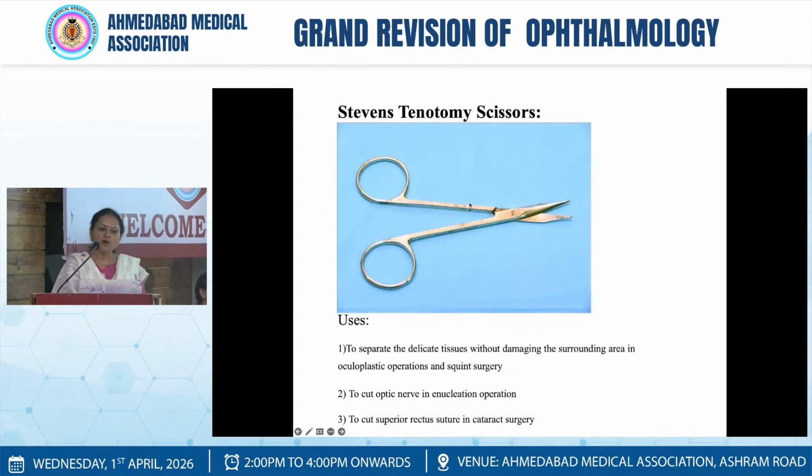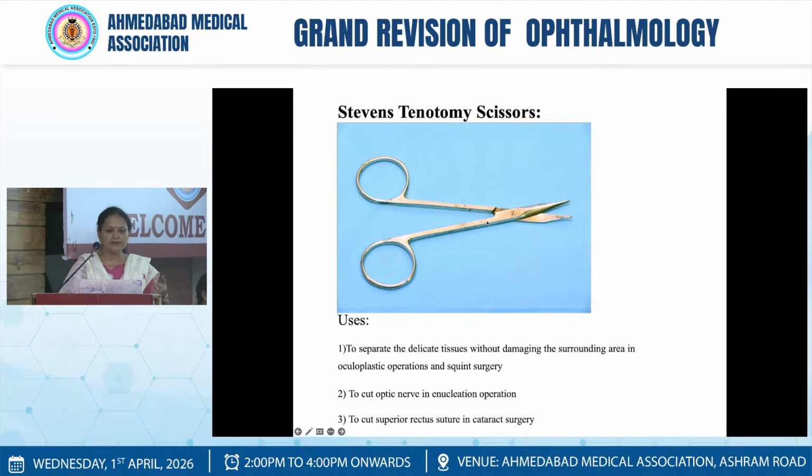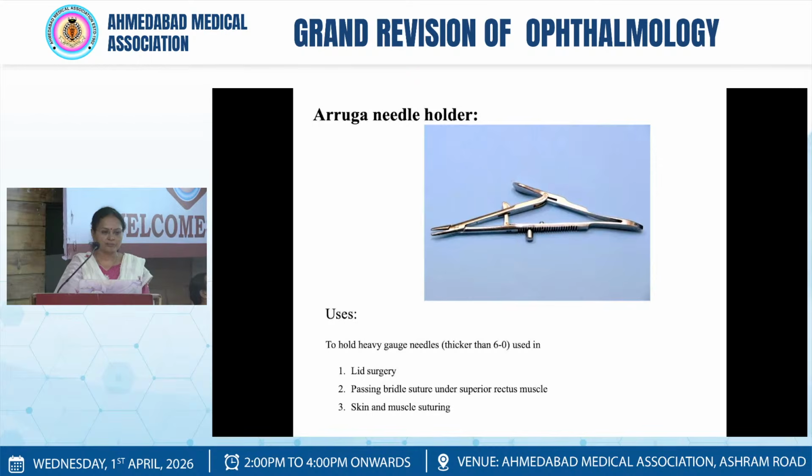Then this is the small scissors, it is called the tenotomy scissors. How do you differentiate between forceps and scissors? Those 3 grooves are not there in the scissors. So to separate the delicate tissue without damaging the surrounding area in cases of any surgery, but it is usually used in cases of enucleation to cut the superior rectus suture in cataract surgery. So whenever the tissue or material is thick, then you can use the tenotomy scissors. As the name suggests, it is for the cutting of the tenons, right?